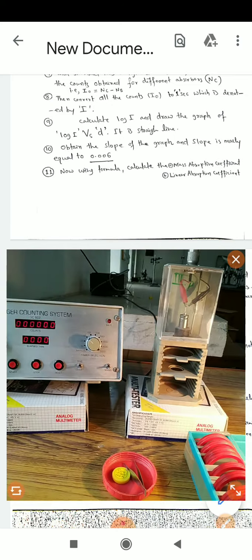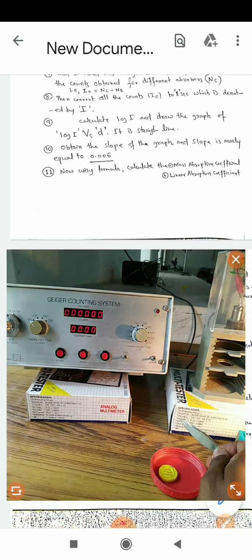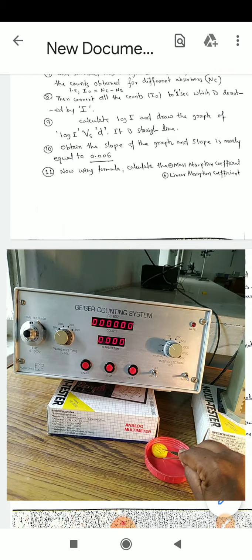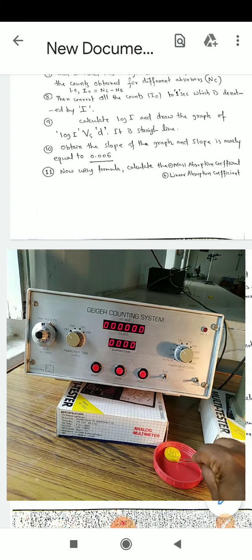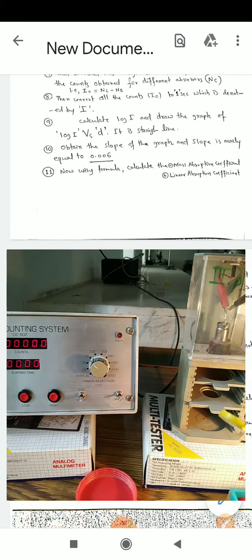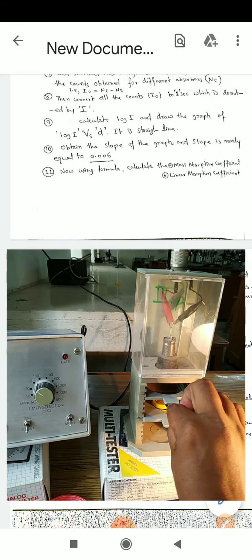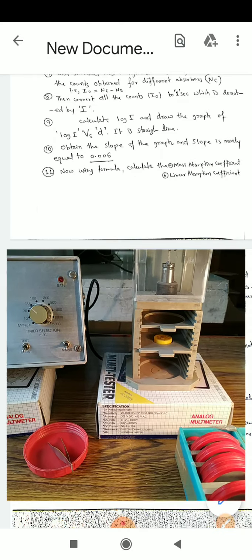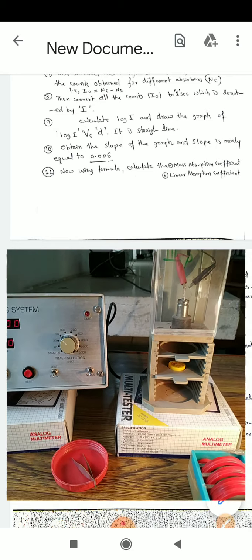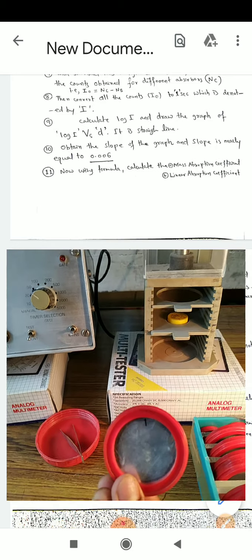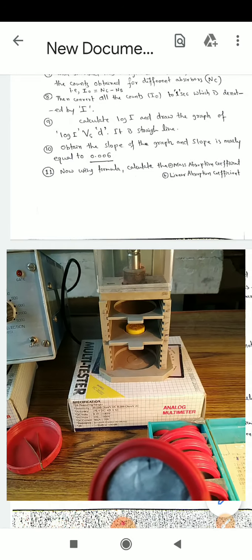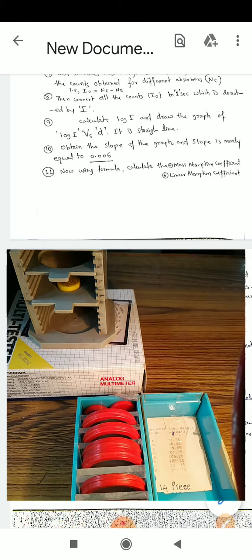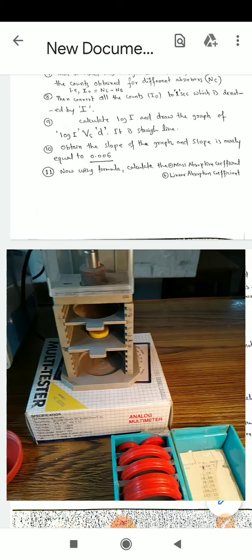Before performing the experiment, we need to take the source with the forceps, not with our hands, and keep it in the source holder. Then take the absorber which is the thinnest one. This is the thinnest one, written as 1, and its thickness is 21.55 milligram per square centimeter.